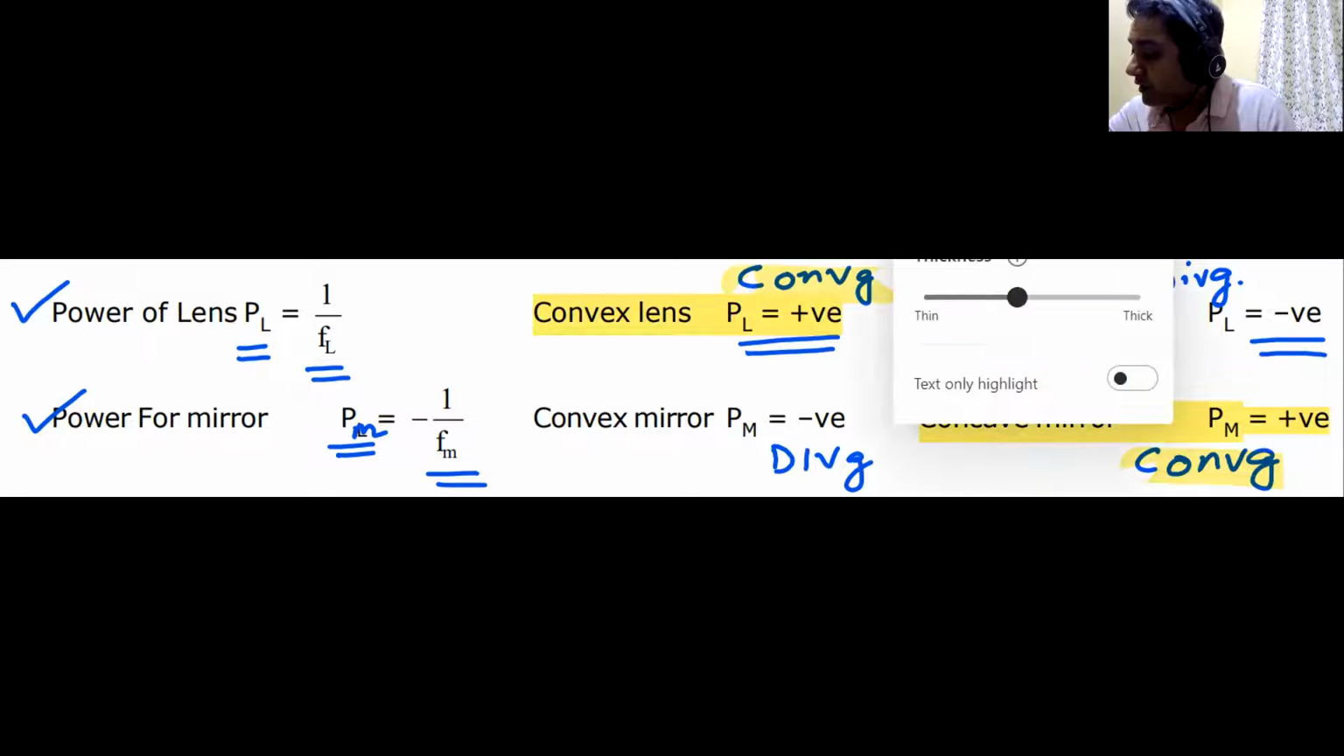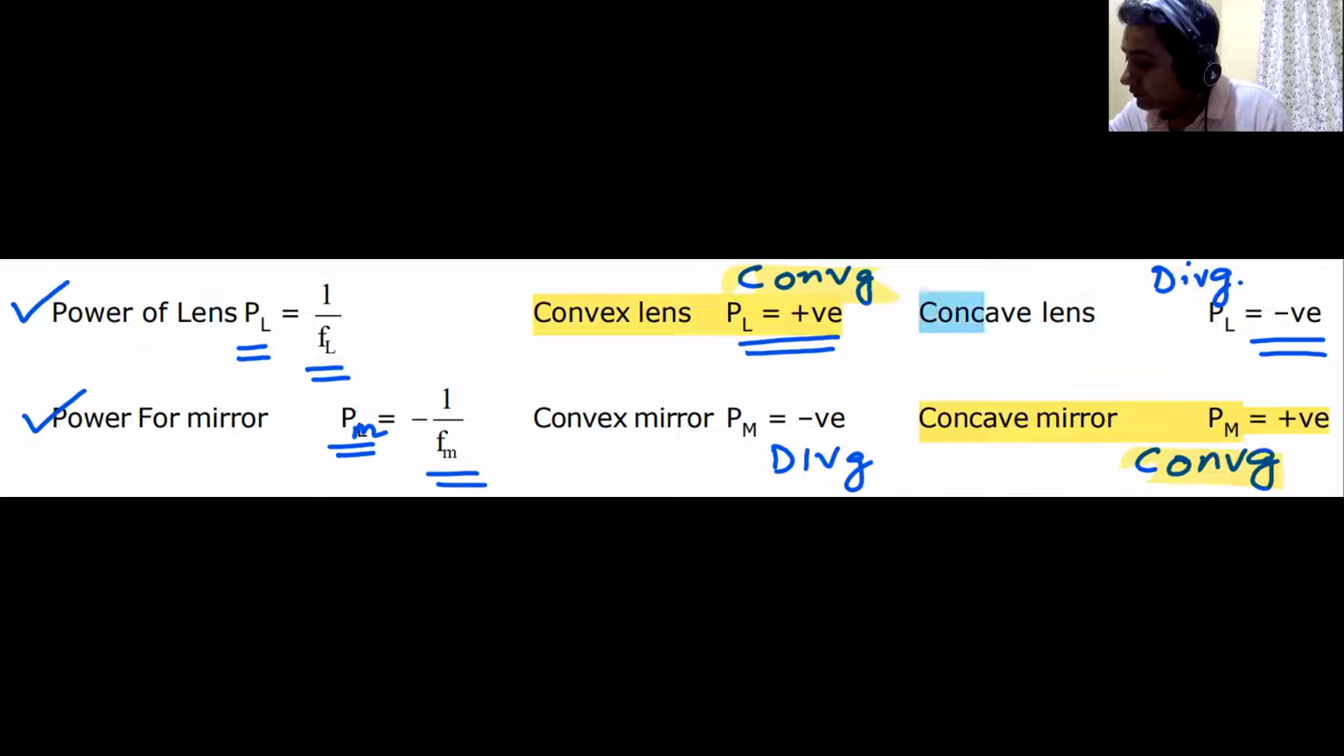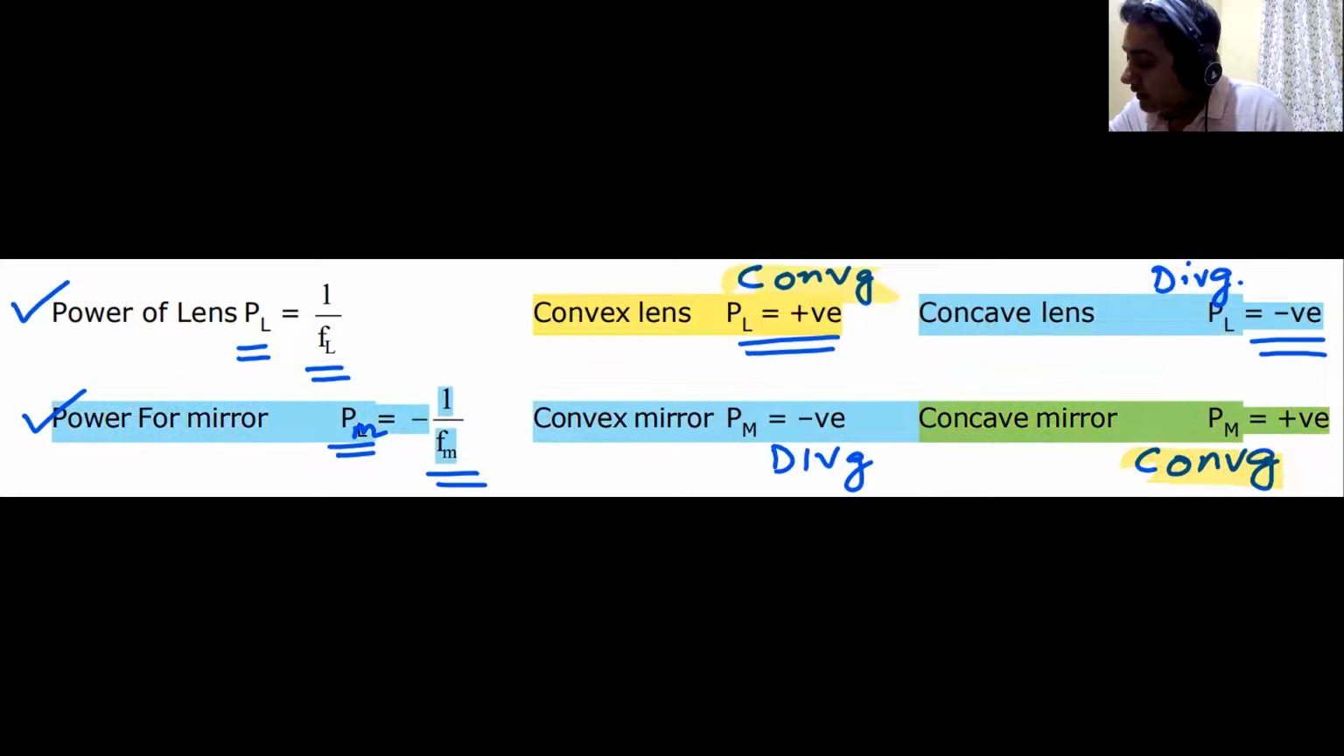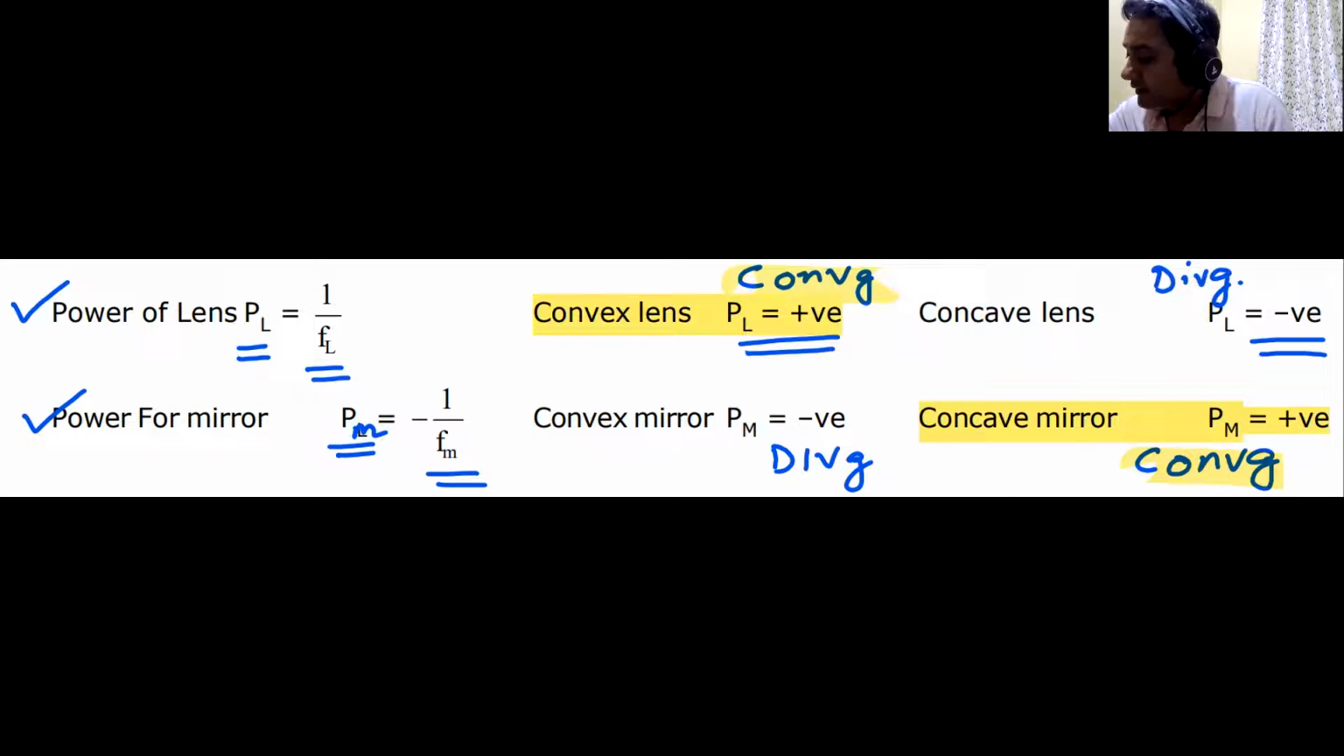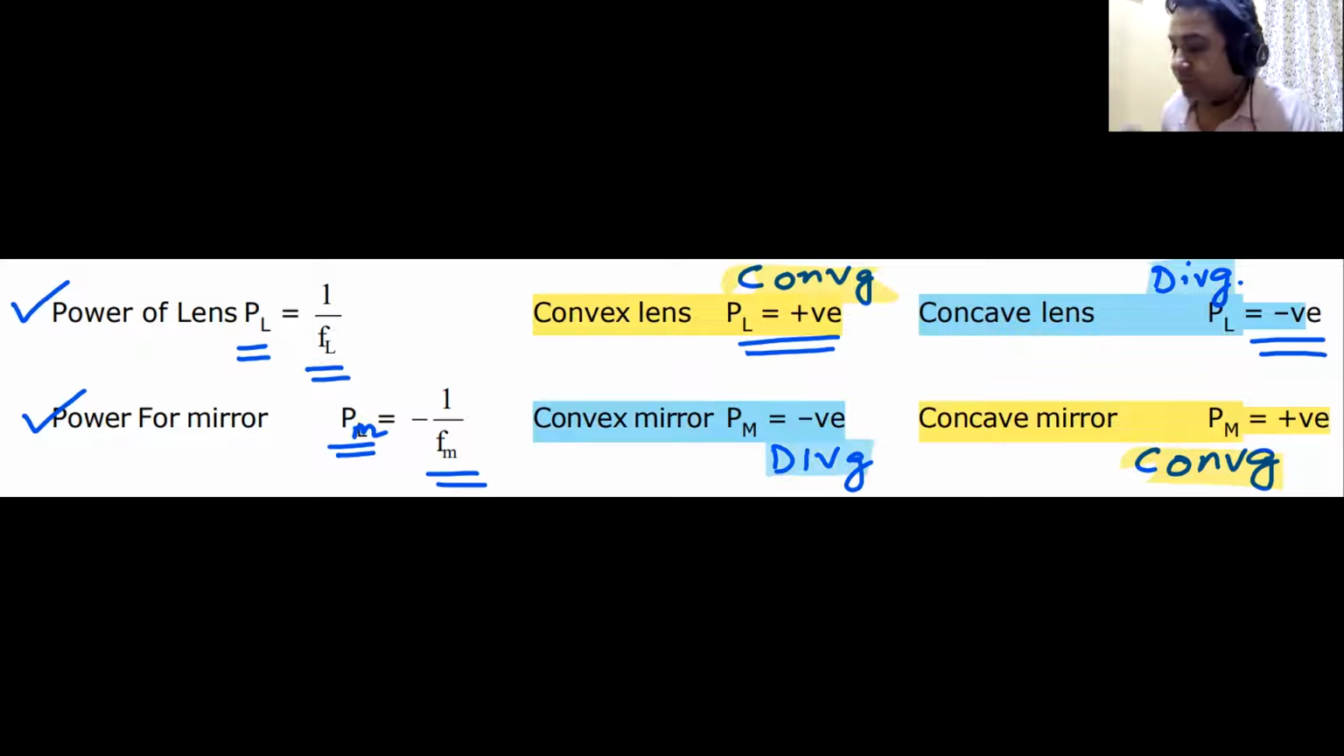If the power is negative, that thing becomes diverging. Do we understand this? Yes, sir. Please note it down again, sir, so that we can move further ahead. I'll give you a minute to note it down.